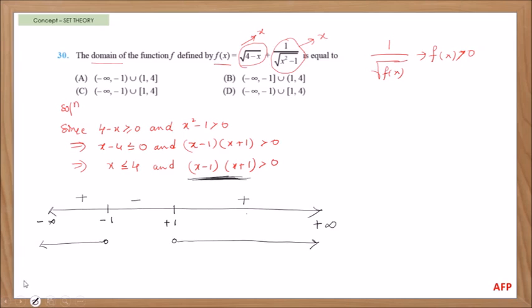Okay, next one. Here I will mark plus 4. The first inequality is less than or equal to 4, so 4 is also included, and all the values less than 4 are taken. This is what we are having. We have to take the intersection of these. How do we take the intersection? Draw the perpendicular line.